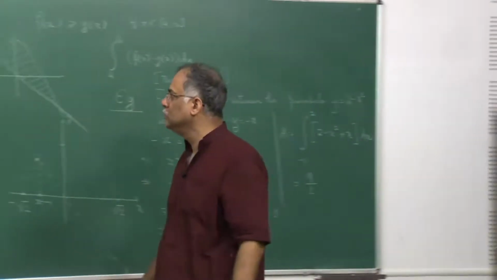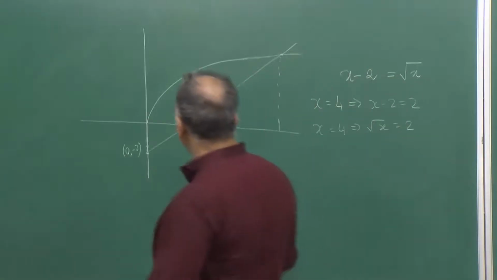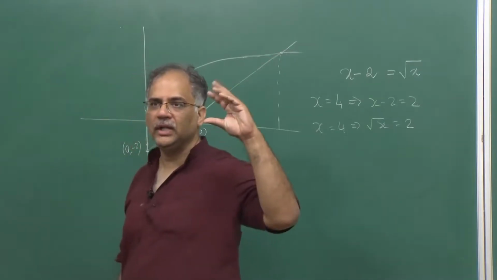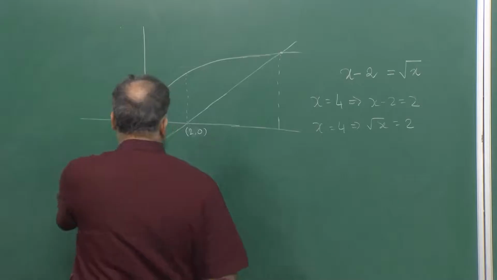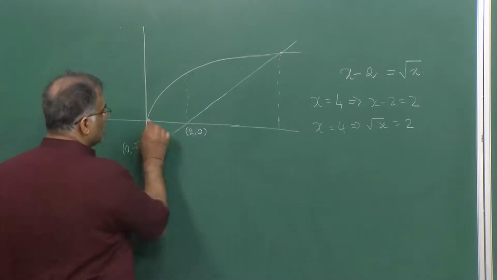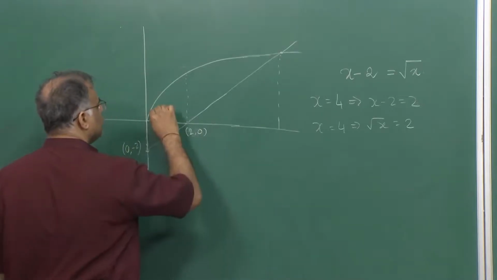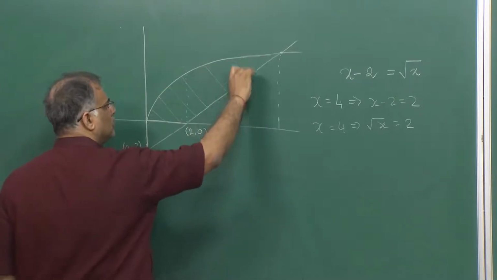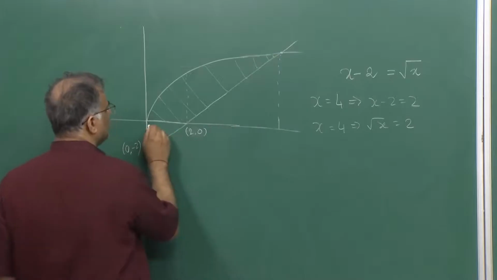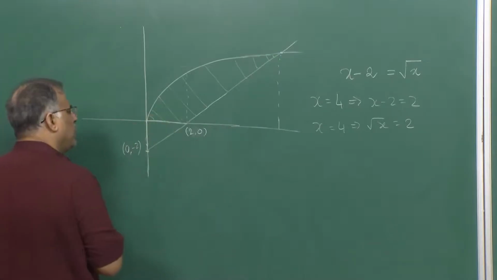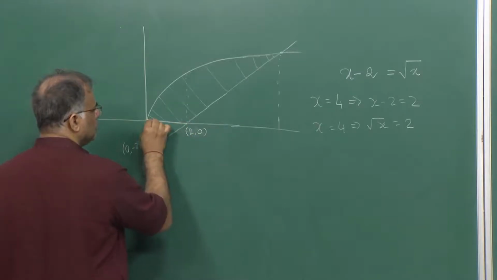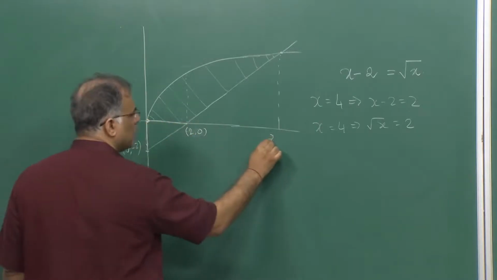I am supposed to find the area only in the first quadrant. So, this part is forgotten. I just have to find this area, which means I am finding the area from 0 to x equal to 4.